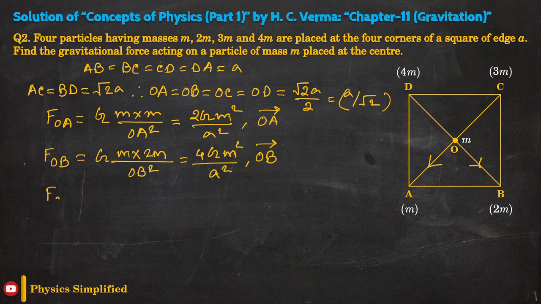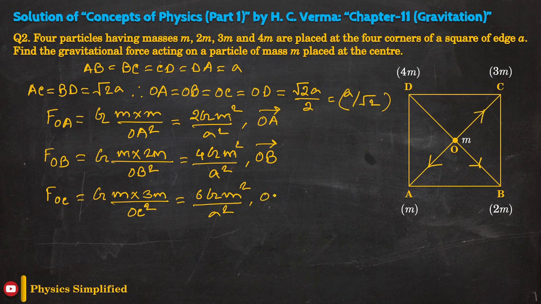Now the third corner. At the third corner, that is corner C, the mass is 3m. So F_OC will represent the force exerted by mass 3m on the mass m at the center. So it will again be G m into 3m, the product of the two masses, divided by the distance squared, OC square. OC is equal to a by root 2. Substituting the values, we get 6Gm square divided by a square. The direction of the force will be from O to C.